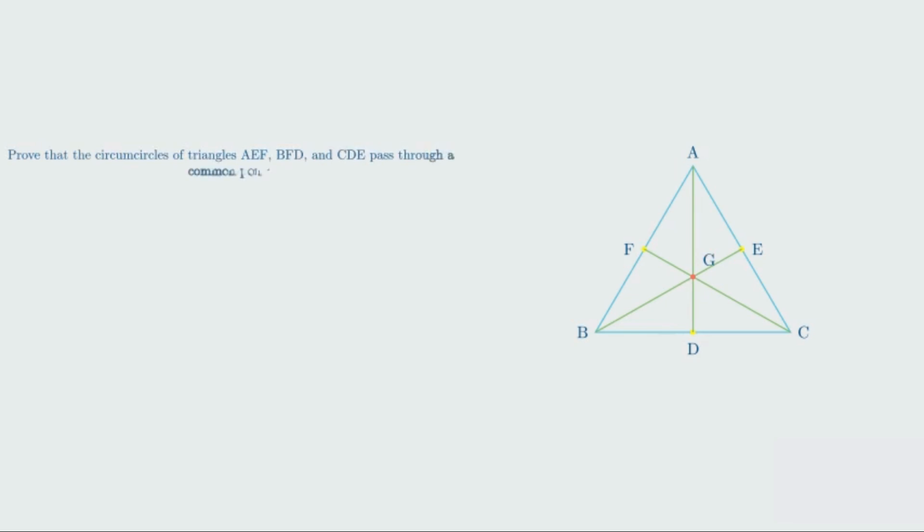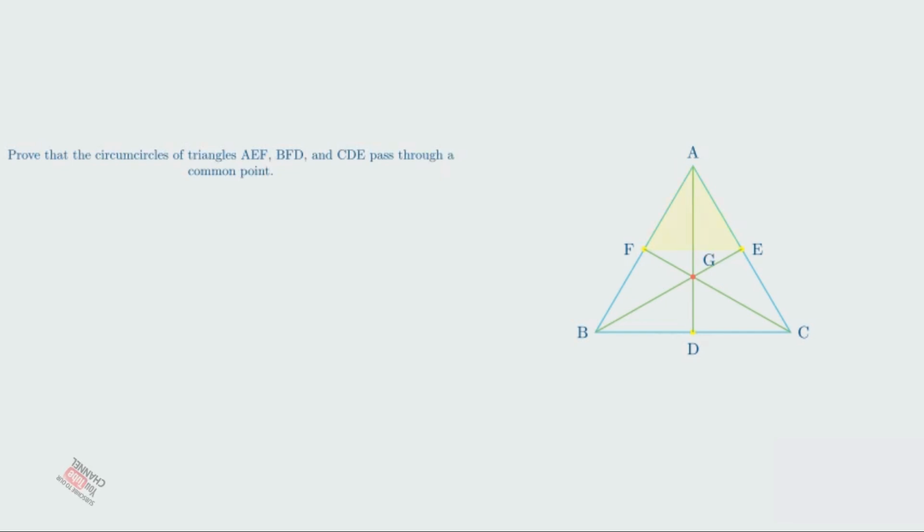Let's start by drawing our triangle ABC. Next, we'll mark the midpoints of each side, D, E, and F. Now, let's draw the medians AD, BE, and CF. These medians intersect at a common point G, which is the centroid of the triangle. The problem asks us to prove that the circumcircles of triangles AEF, BFD, and CDE pass through a common point.